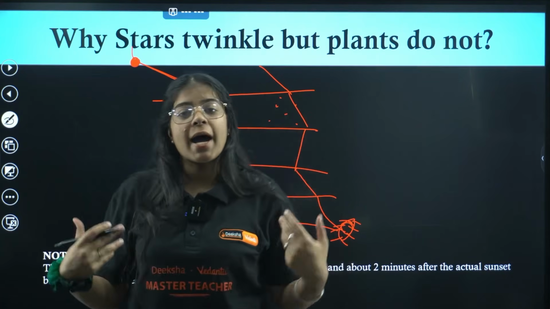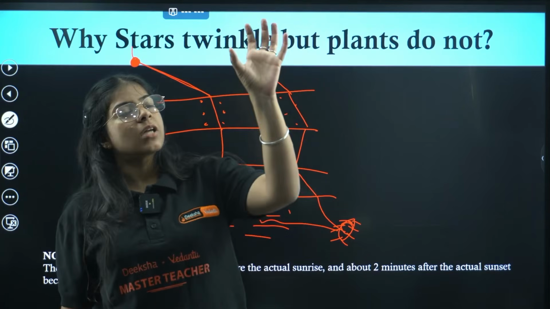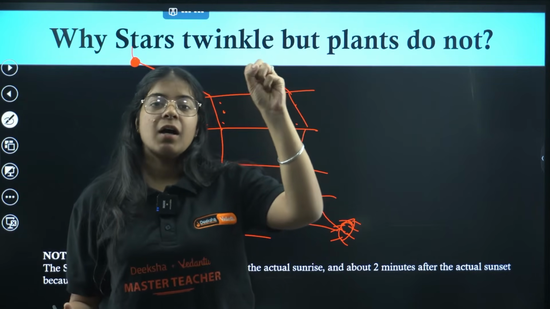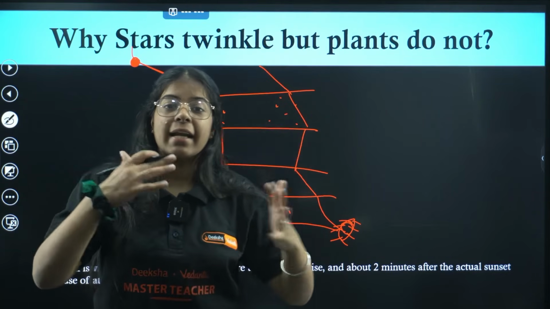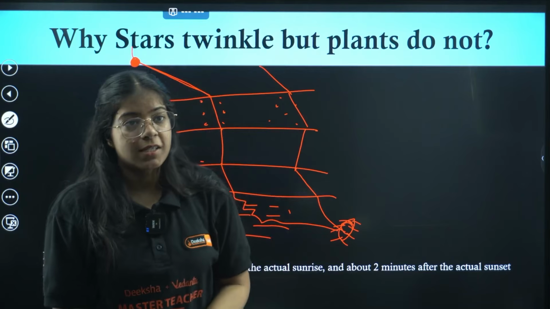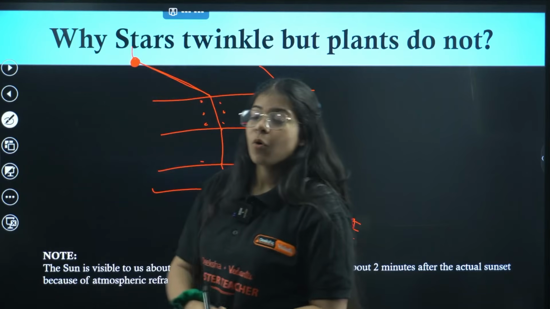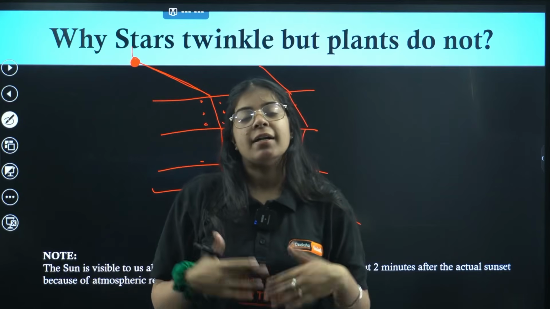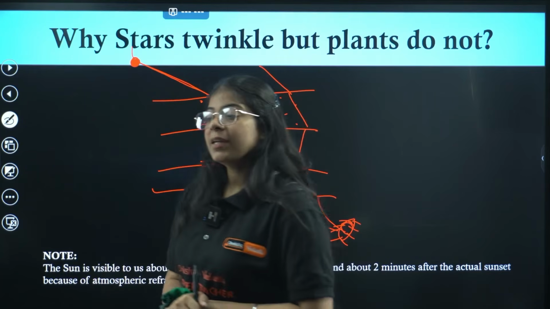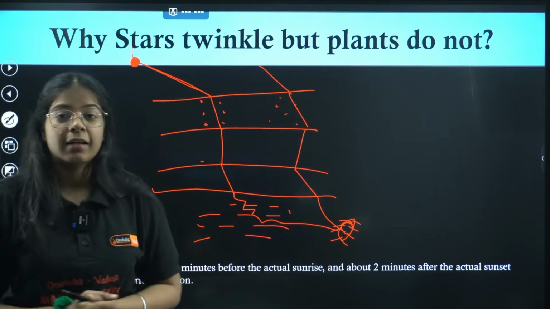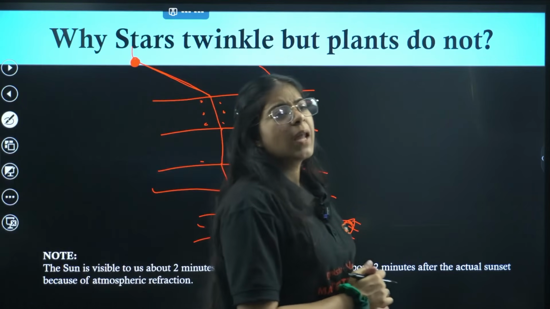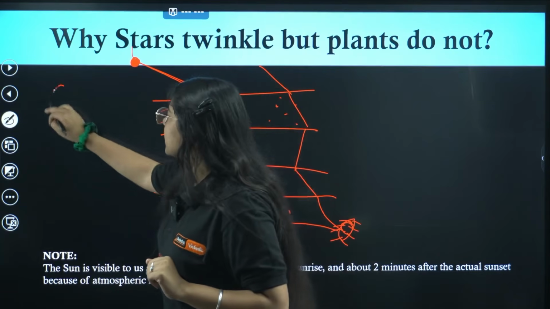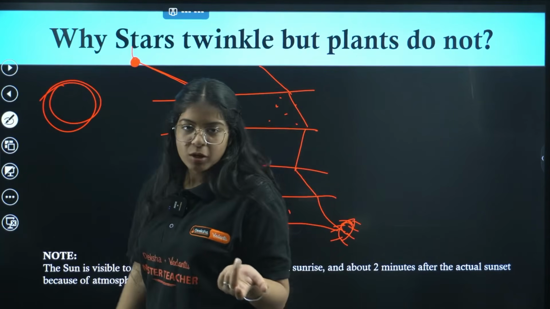So to our eye it appears that first the star was here, then it is twinkling, then again the refraction, the light ray because of the refraction changes its direction. So because of all these continuous changes in the direction of bending, it appears that our stars are twinkling.